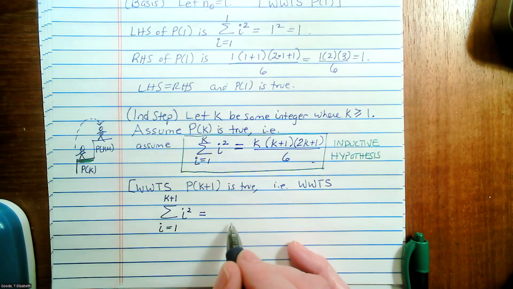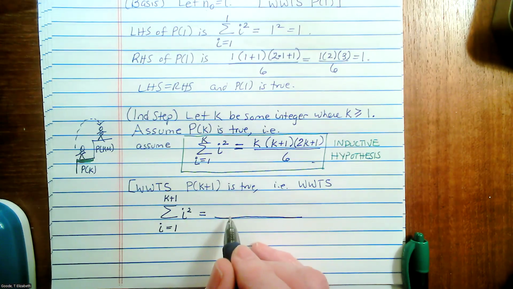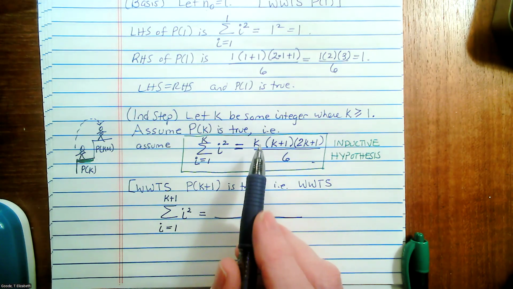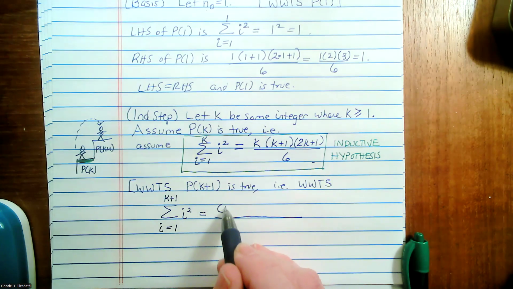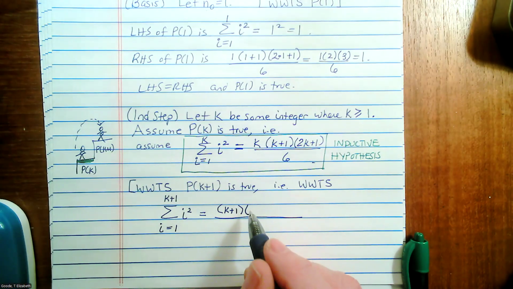okay, now somebody tell me what to write. It'd be parentheses k plus 1. Oh, thank you for those parentheses. Yay, somebody's learned something. And then it would be technically parentheses again, k plus 1.